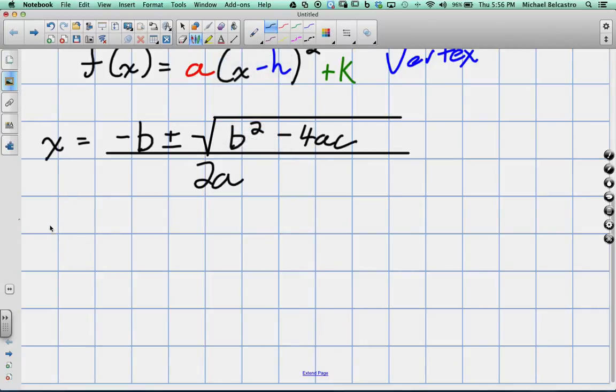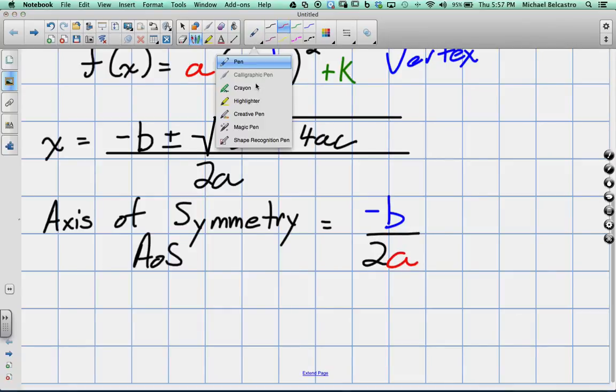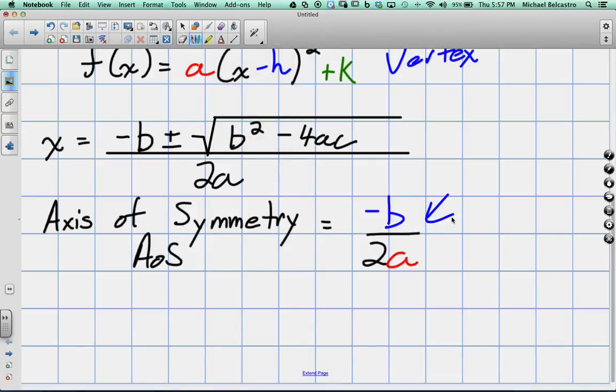Okay, and the part of the formula is going to look like this. I want you to think of the axis of symmetry. A lot of times I'll write it as AOS. From standard form, it is negative b divided by 2a. This little formula tells you exactly where the axis of symmetry is going to be. So this little part is actually the front of the quadratic formula. And I can explain how we got this idea.